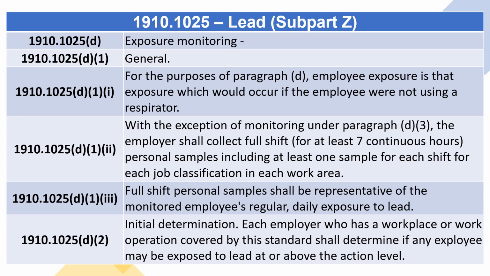1910.1025. D. Exposure monitoring. 1910.1025. D.1. General. 1910.1025. D.1.1 through 1910.1025. D.1.3. For the purposes of paragraph D, employee exposure is that exposure which would occur if the employee were not using a respirator. With the exception of monitoring under paragraph D.3, the employer shall collect full shift, for at least 7 continuous hours, personal samples including at least 1 sample for each shift for each job classification in each work area. Full shift personal samples shall be representative of the monitored employee's regular, daily exposure to lead.